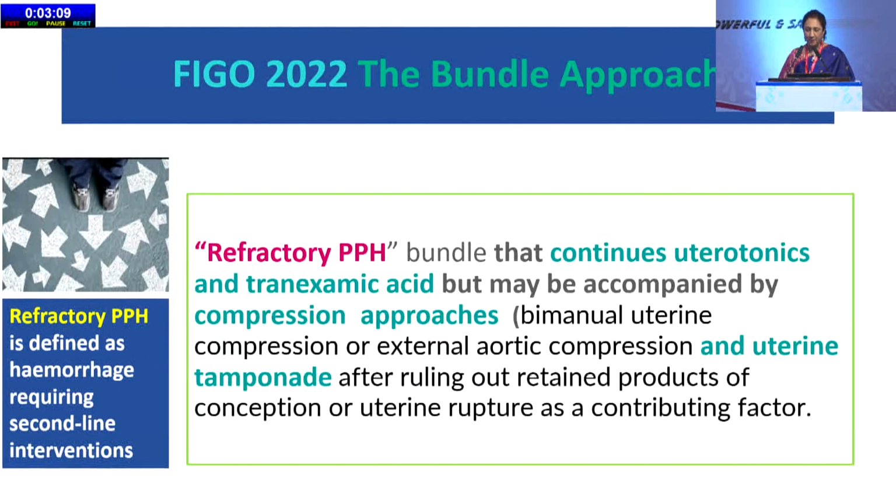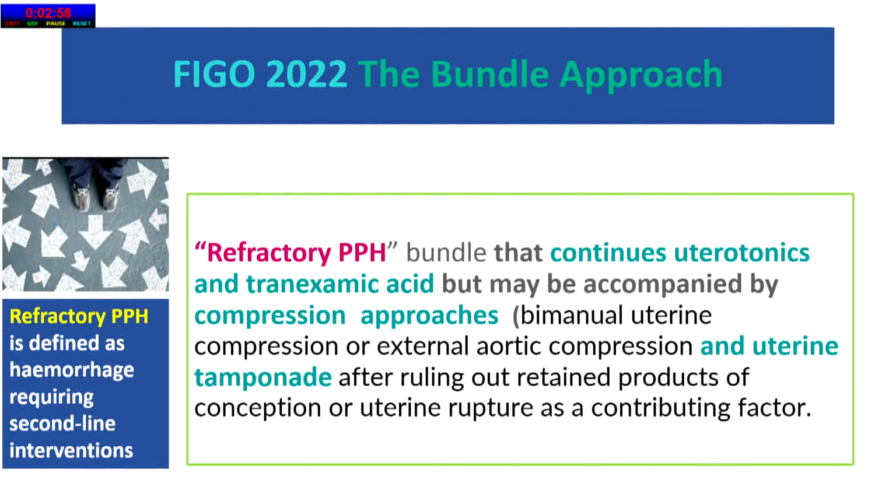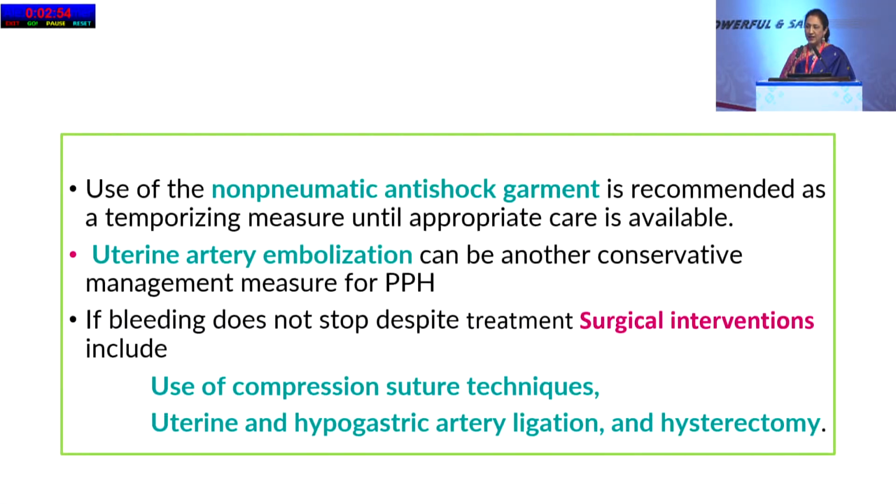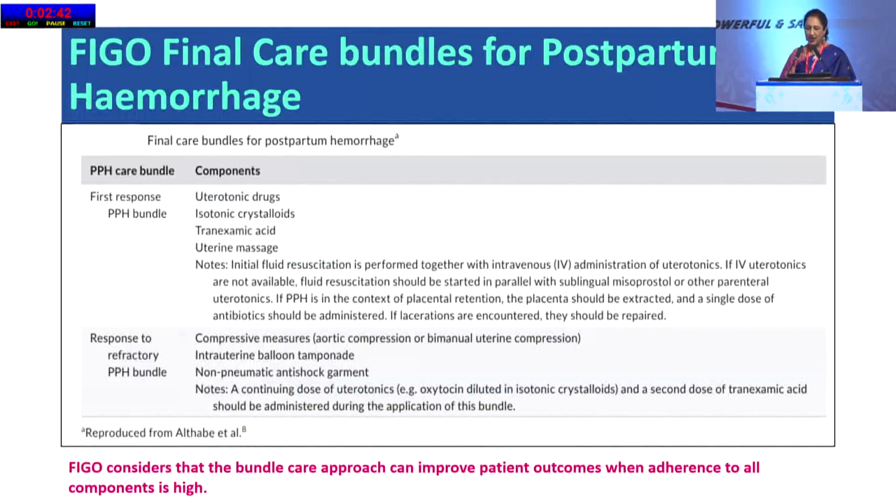If she stands to be a refractory PPH, the bundle continues uterotonics, tranexamic acid, but may be accompanied now by compression approaches and uterine tamponade. And further, the non-pneumatic anti-shock garment is recommended, and uterine artery embolization could be the conservative measures. But if still it doesn't stop, the surgical interventions: use of compression sutures, uterine and hypogastric artery ligation, and hysterectomy.